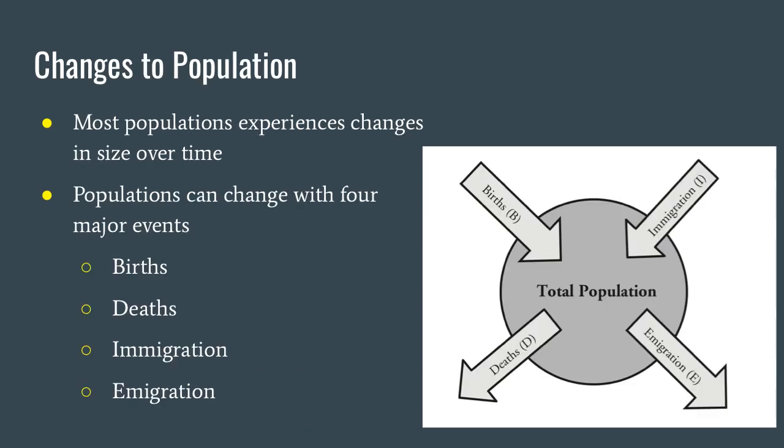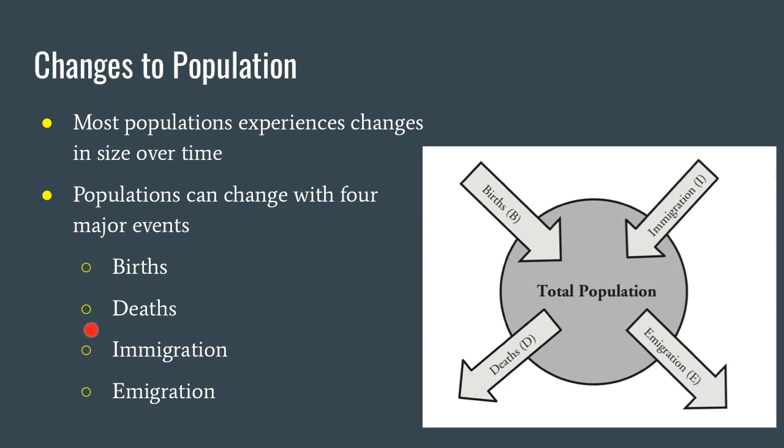Now that you guys have a basic understanding of what the population is, where it's going to be living, the habitat versus the niche, we also need to understand that as these populations exist, there's going to be some changes. Most populations experience changes, especially in the size of that population over time. Some thrive, some don't survive very well at all. So populations can change with 4 major events, and that would be births, deaths, immigration, and emigration.